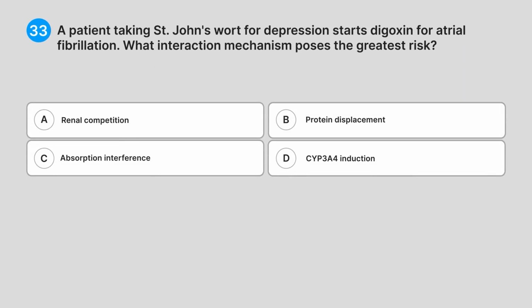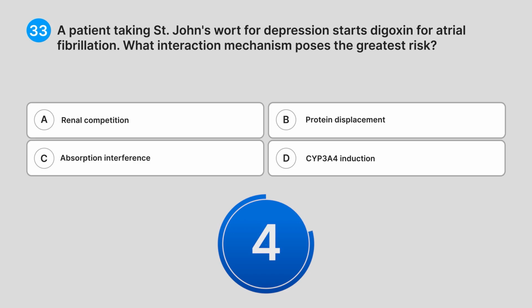33. A patient taking St. John's wort for depression starts digoxin for atrial fibrillation. What interaction mechanism poses the greatest risk? A. Renal competition. B. Protein displacement. C. Absorption interference. D. CYP3A4 induction.